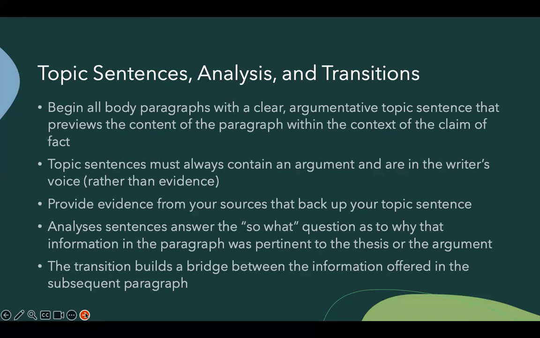Now, when you do put your information together, you want to make sure each body paragraph has a style that is consistent. And a good way to look at this is thinking about I need a topic sentence, I need an example from my research, I need to know how to analyze that research, and then I need to know how to transition into my next body paragraph.